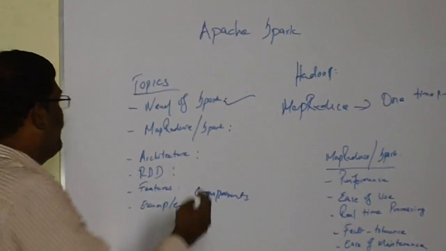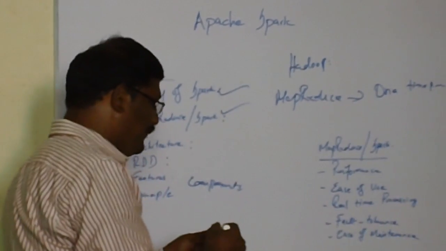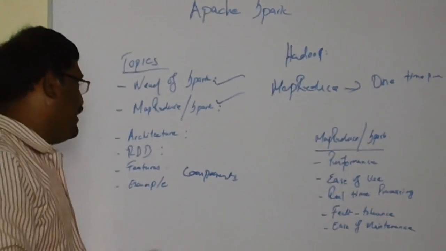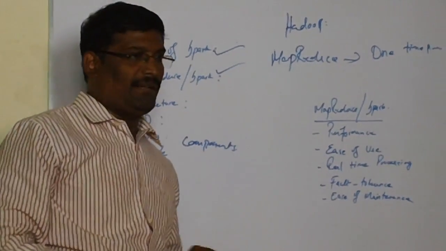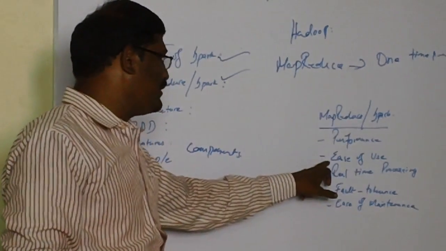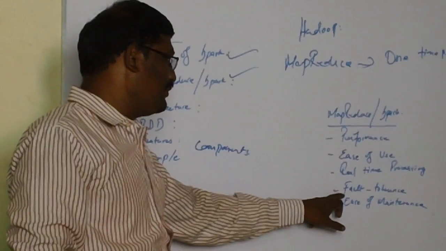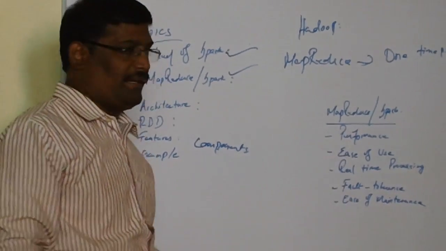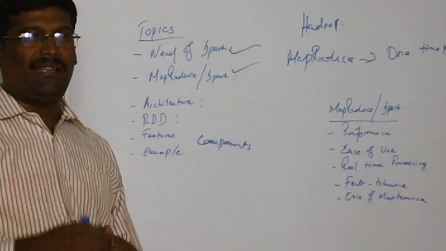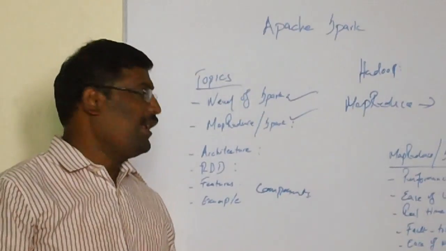And let us compare MapReduce and Spark. While comparing these two technologies, we can consider five categories. One is performance, second is ease of use, third is real-time processing, and fourth is fault tolerance and ease of maintenance, by which we can understand the pros and cons and where we can use these kinds of technologies.